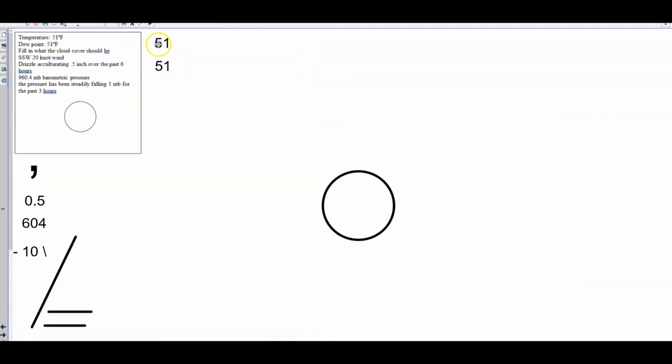Temperature is 51. I'm going to take one of these 51s that I've pre-made, and we're going to go here to the temperature, because the top left corner is temperature. Dew point is 51 as well, and that goes in the bottom left corner. It says fill in what the cloud cover should be. If the air temperature is 51 and the dew point is 51, we know that when air temperature reaches its dew point, it's going to precipitate. So we're going to have lots of clouds, a nice overcast day, 100% humidity.